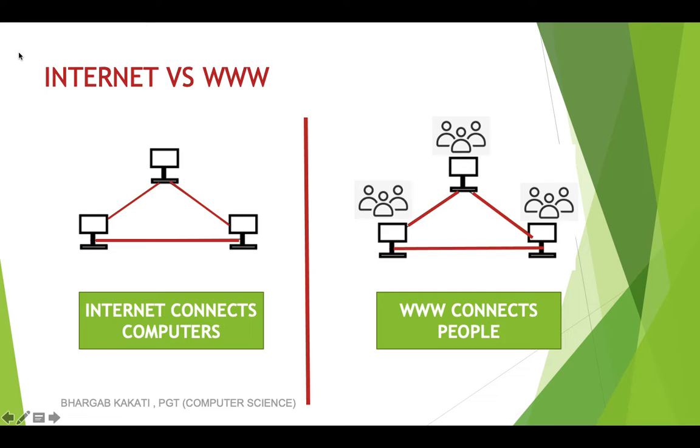WWW connects people. It's like if you purchase a very high configuration computer, but you don't install the operating system, then the high configuration is useless. But if you have very powerful software but the infrastructure is not good or the computer is not good, then also it will not be possible. So the internet and WWW, both of these things make the entire web run. The infrastructure is provided by the internet, and WWW is used to connect the people on the internet. That's the difference between the internet and WWW.